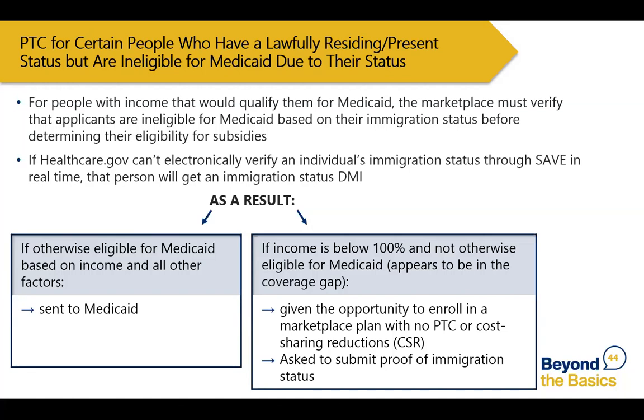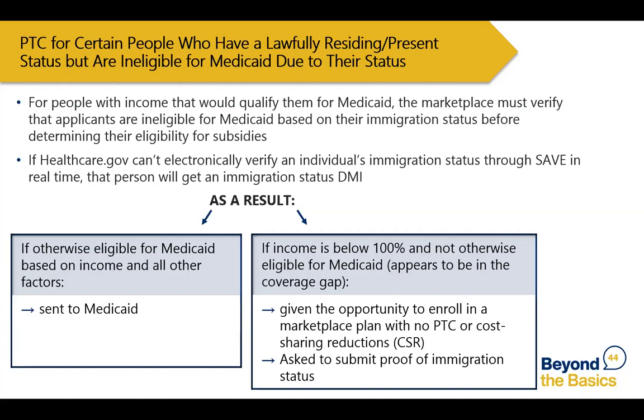If their income is below 100% of the poverty line, but they're not otherwise eligible for Medicaid, so like Adnan on slide 18 they appear to be in the coverage gap, then what's going to happen? Or let's think about Gina on slide 18, right? Let's say her temporary protected status couldn't be verified in real time. She's going to be told, you can enroll in marketplace coverage, but you're not eligible for PTCs, premium tax credits, or cost sharing reductions right now. Can you send us your proof of immigration status?